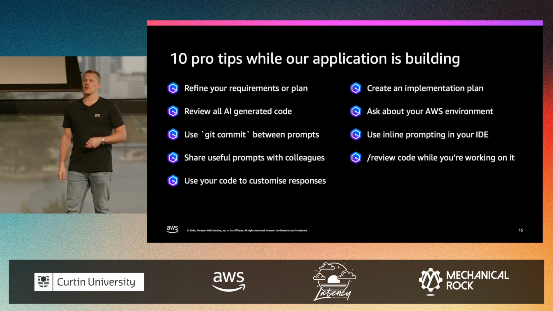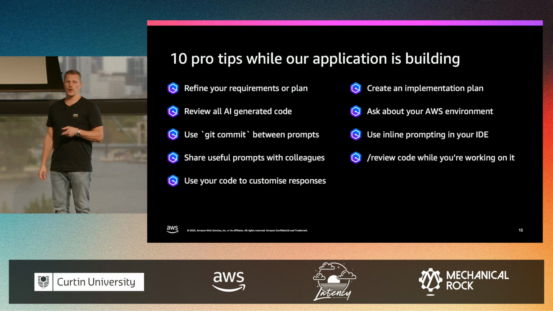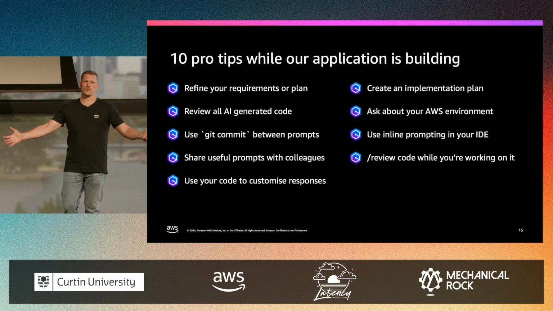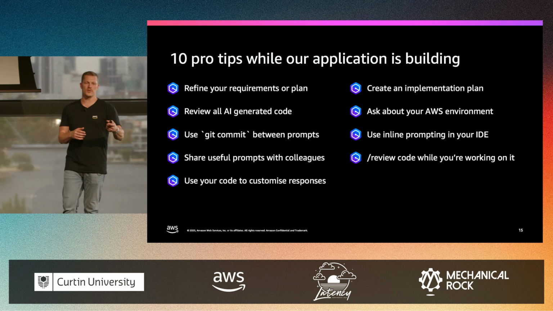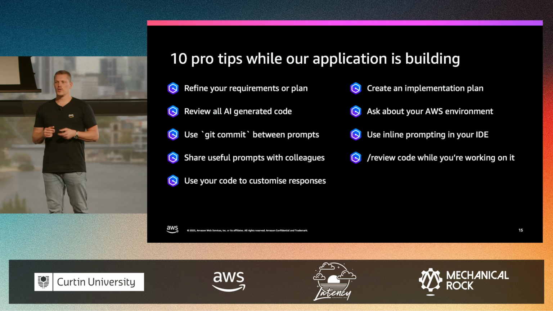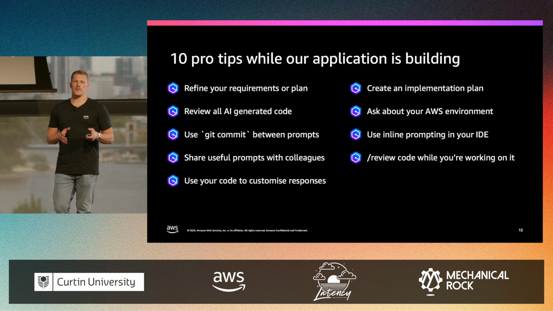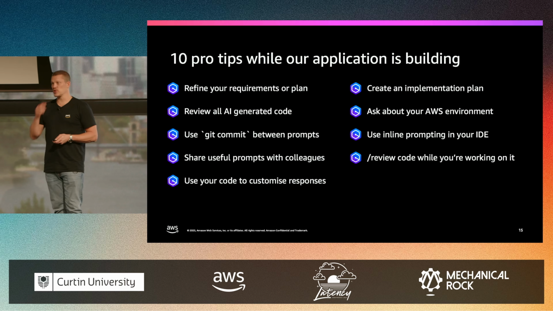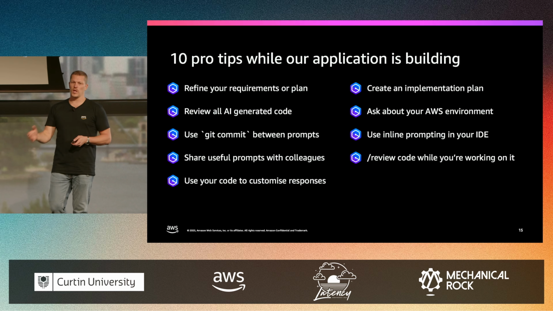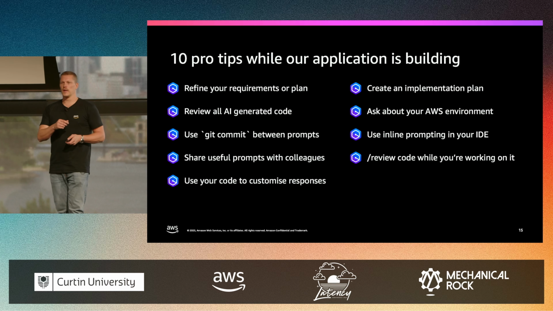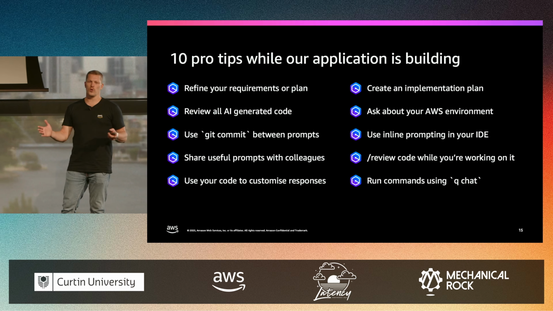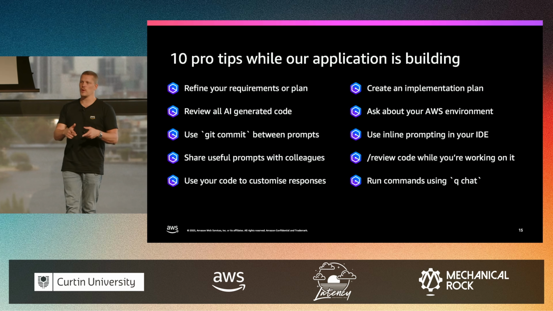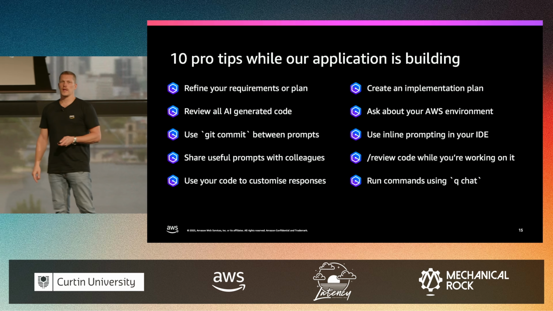Use your code to customize responses. So Q Developer Pro Tier has the ability for you to use your organization's code to actually enhance the responses that you get back from Q Developer. So what you'll get is responses that are going to be more in line with your organization's way of doing things. That could be internal libraries, code formatting style guide, and other things. And everyone at your organization then benefits from those as examples that have been used to customize it.